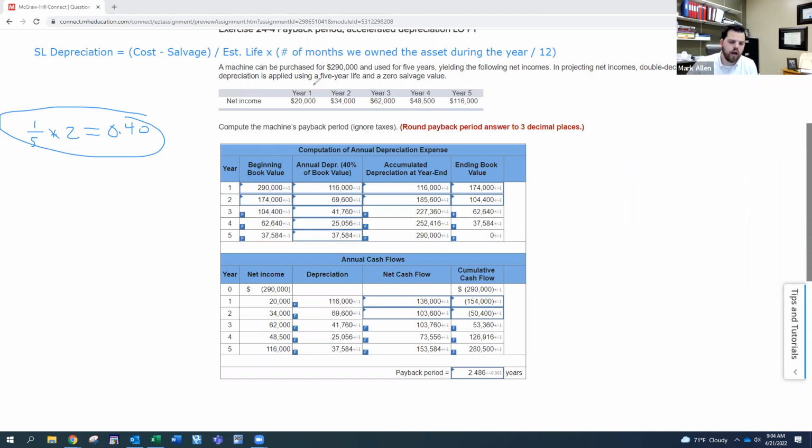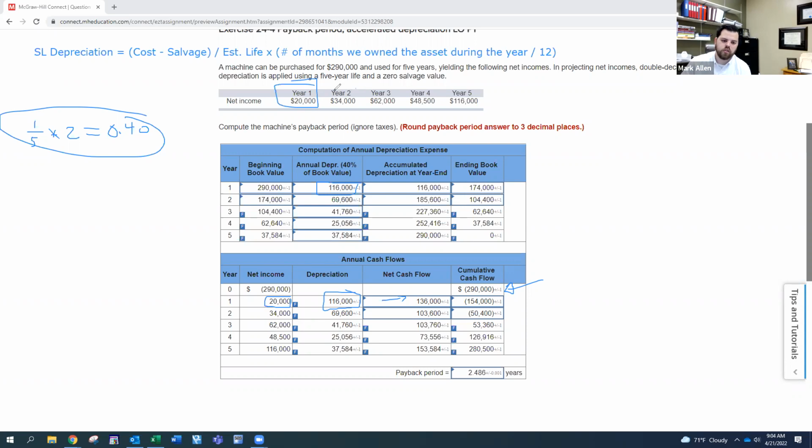You're going to take your actual net income that you were given, 20,000, put it right there. Take your year 1 depreciation, 116, put it right there. Add those two up. That gives me my net cash flow. And then, of course, your year 0. Well, in that case, you spent that full 290. So that was a negative out. That was an outflow in year 0 for 290. Negative 290 plus 136 is negative 154.